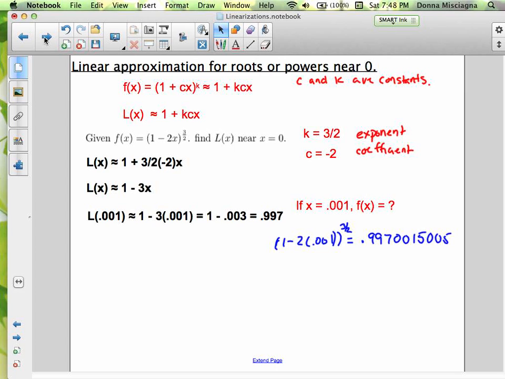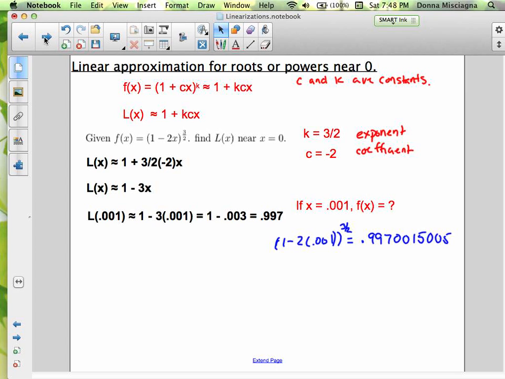And you have got something raised to a power. It could be a fractional exponent. It could just be an exponent. Doesn't matter. It could be a negative exponent. So here is the model. So f of x equals, if you've got 1 plus cx to the k power, where you're really close to 0, it is always going to be 1 plus k times c times x. C and k are constants. X is the only variable. And that x is going to get replaced by some value.